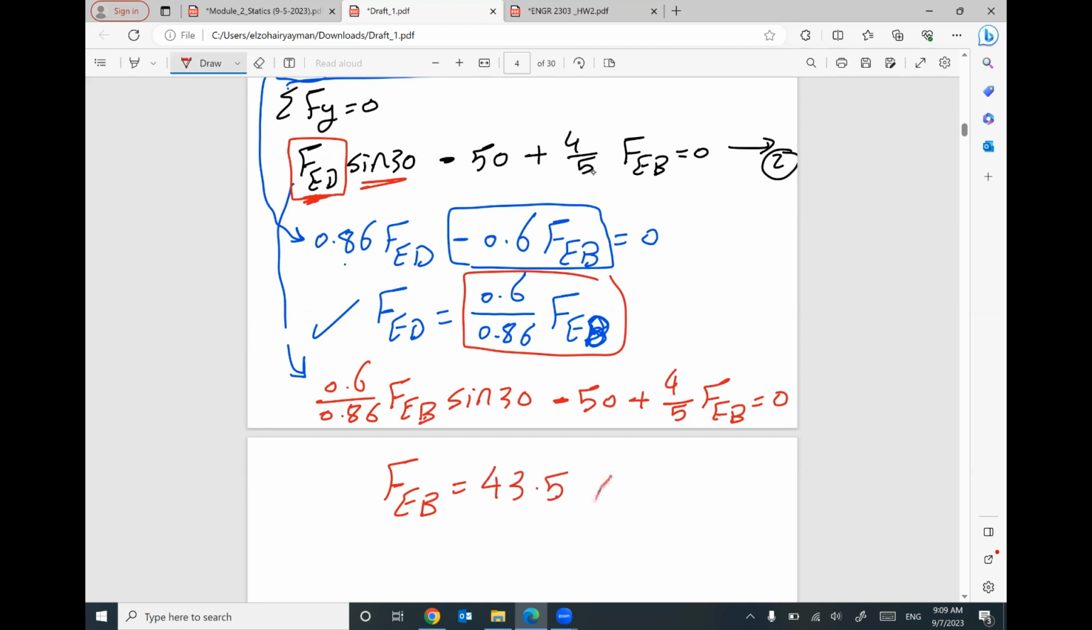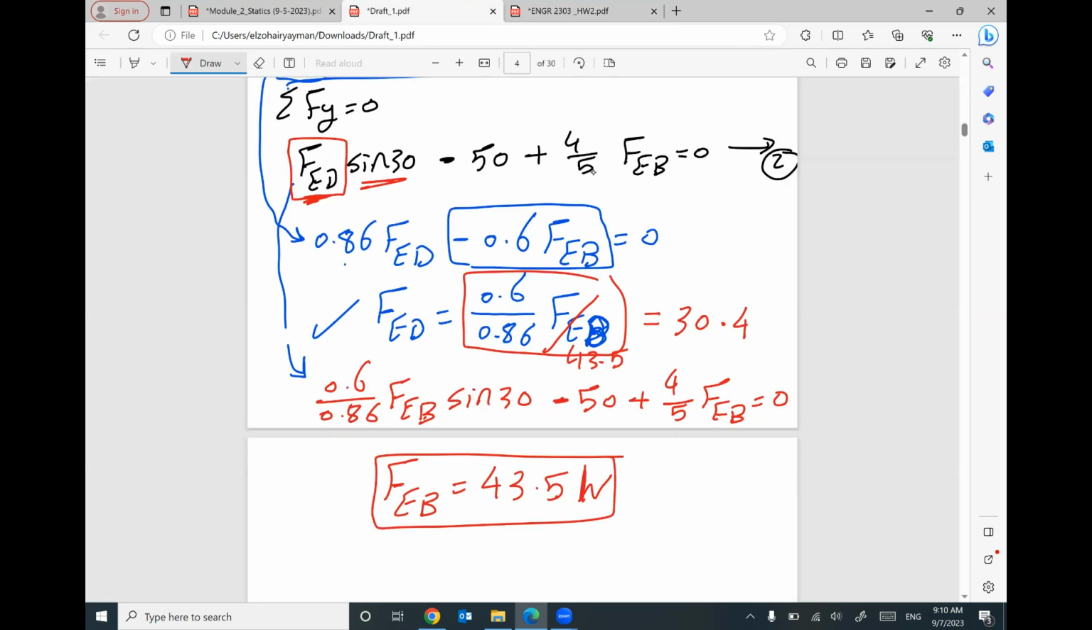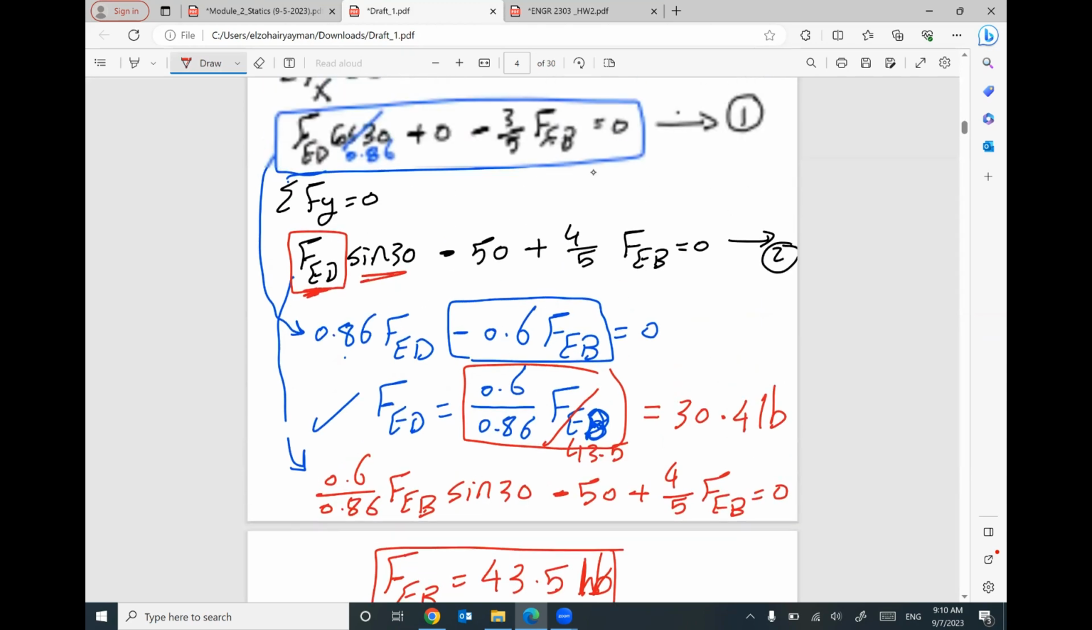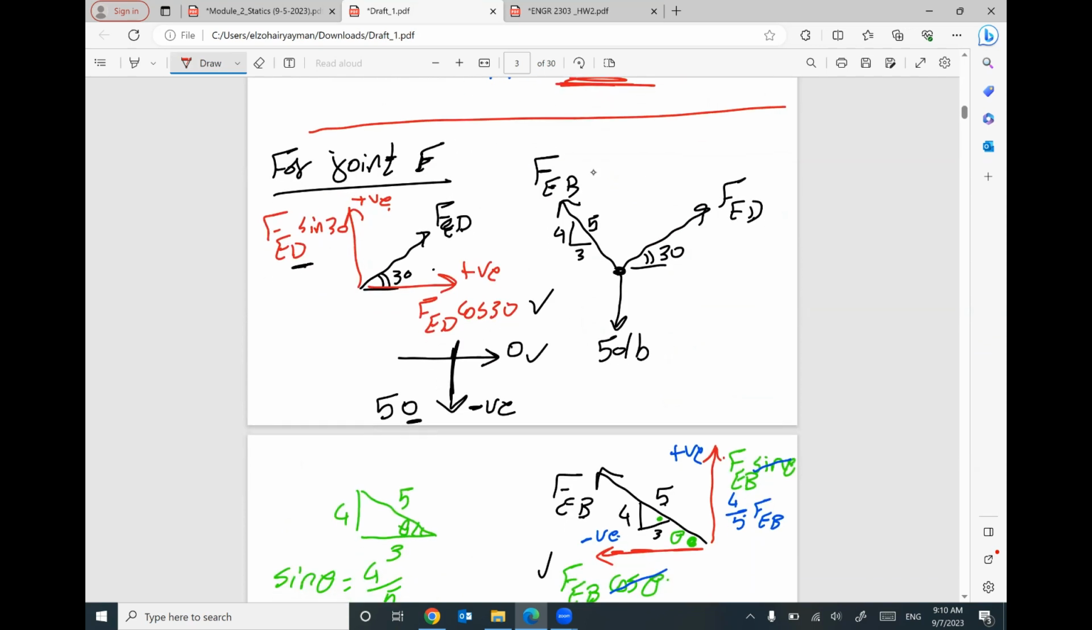(43.5 Newton). Go back here and put FEB with this number, 43.5. I can figure out the value of FED. It will be 30.4 pound. Is it pound or Newton? It's pound. We are done. FED equal 30.4.